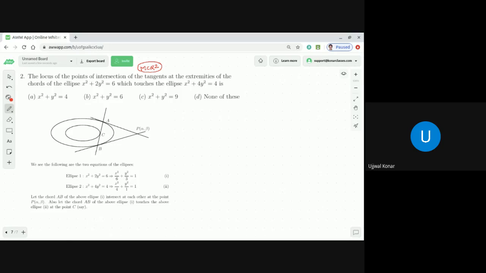Okay, so there are two ellipses. The locus of the point of intersection of the tangents at the extremities of the chords of the ellipse x square plus 2y square equal to 6, which touches the ellipse x square plus 4y square equal to 4. So the adjoining diagram describes this. Correct or not? Yes, sir.